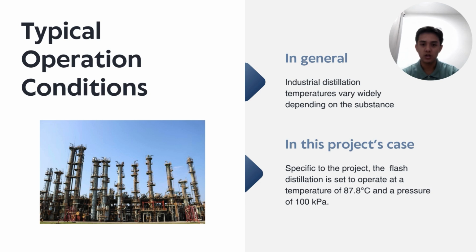petrol and diesel for vehicles with engines that run on fuel, or kerosene, which is used as fuel for cooking in developing countries. These products are obtained at varying ranges of temperature from as high as 600 degrees Celsius to as low as 25 degrees Celsius. But in this project's case, we will be setting the operation to a temperature of 87.8 degrees Celsius and pressure at 100 kilopascals.